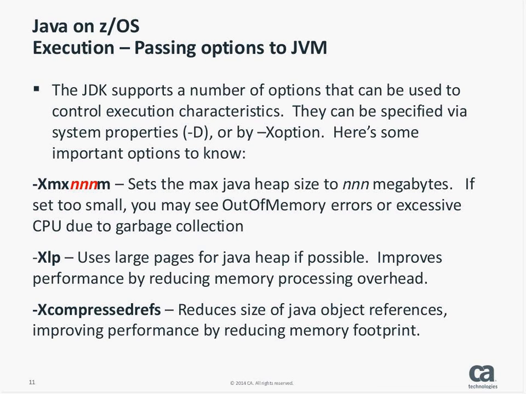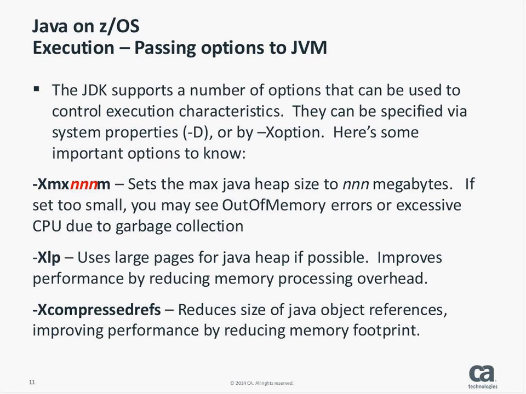There's a couple of options that are important for 64-bit JVM. One is to use large pages for the Java heap. Normally, I think page size is 4K. If you set the LP option, and large pages are available on the system, a large page is like 1 megabyte, I believe. The JVM will allocate the Java heap as large pages, and that's going to improve memory overhead because there are fewer pages for the storage manager to keep track of.